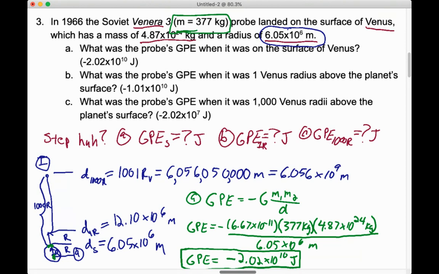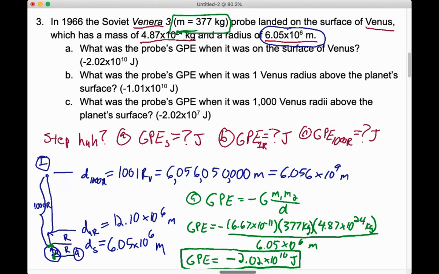Does it make sense that our answer is negative? Yes, it does. When you're doing GPE like this, you're always going to get a negative number. You have to think of it as basically energy that you owe to the system, which means if you want to get this thing away from the surface of Venus, you have to put in a lot of energy in order to do that. So that's why GPE in these problems ends up being negative.